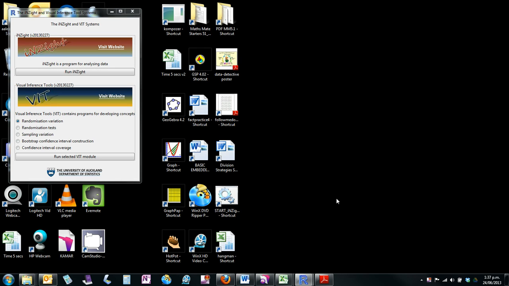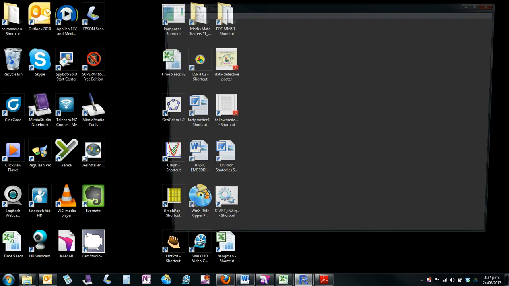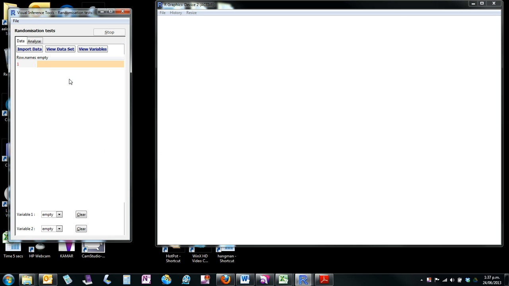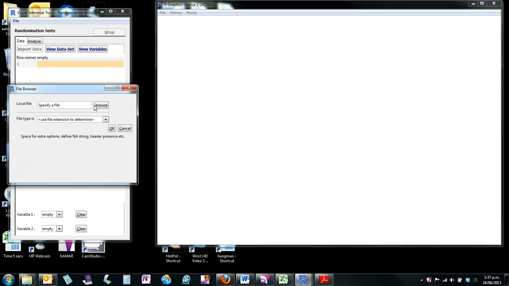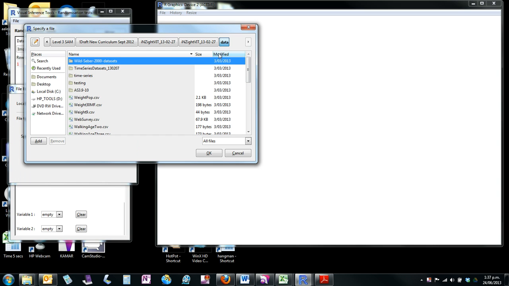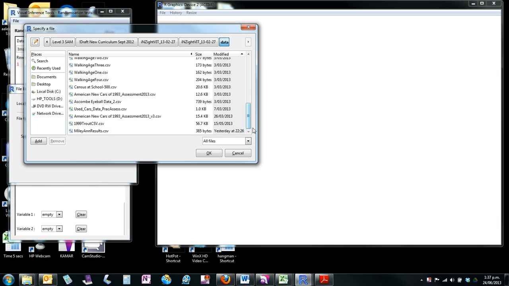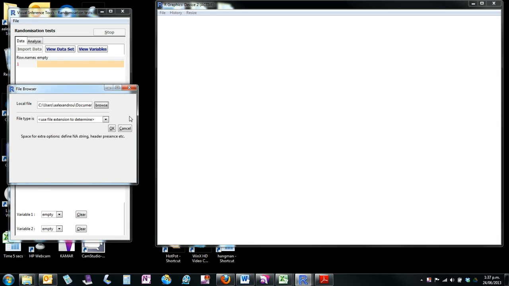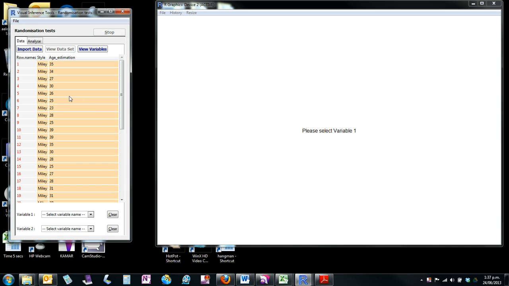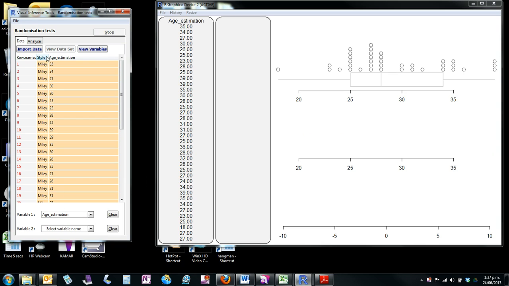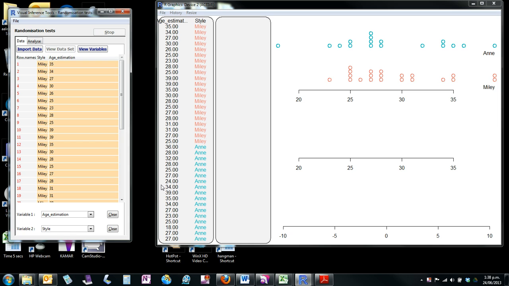For the next part of the analysis, we come here to randomization tests, and we import the data as well. So we'll just grab the same Miley and Anne data. And this time again we have the age as the main variable and the style as the second variable, which is the grouping variable that separates the two data sets.